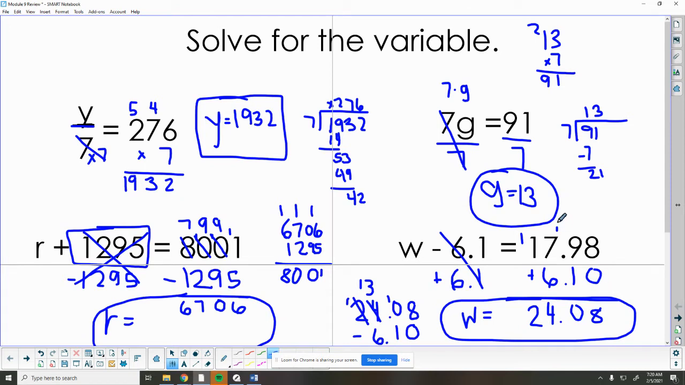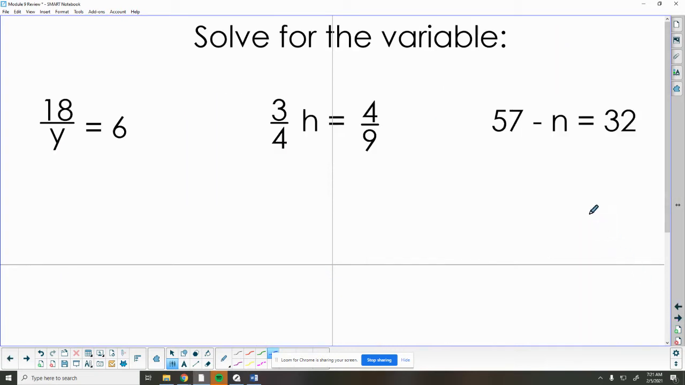So remember, every time identify what did they do and do the opposite to both sides. Okay, we're going to try a couple harder ones here, and let's see if we can think through some of these. So this says 18 divided by y.